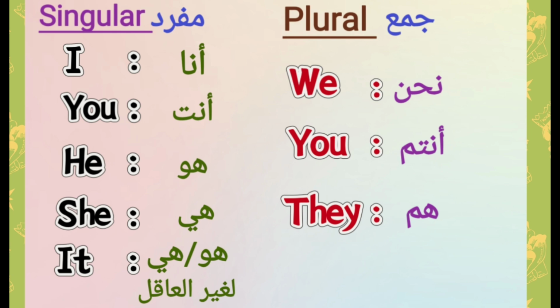Let's start with singular. I, you, he, she, it. For the plural we have we, you, they. Again, I, you, he, she, it, we, you, and they.